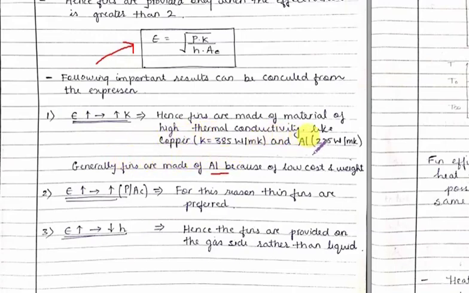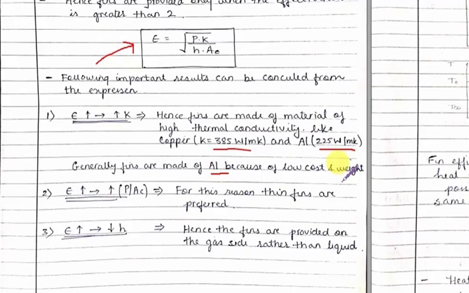Okay, why? Because the thermal conductivity of aluminum is what? 225, and that of copper is 385. Usually aluminum is preferred. Why? Because first of all, aluminum is a little bit cheaper as compared to copper, and second, it is lighter as compared to copper.